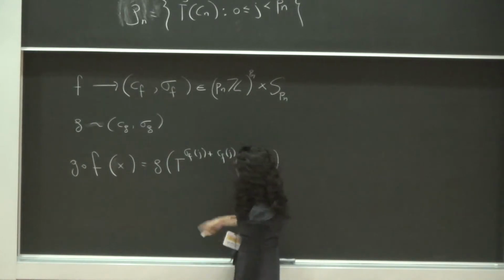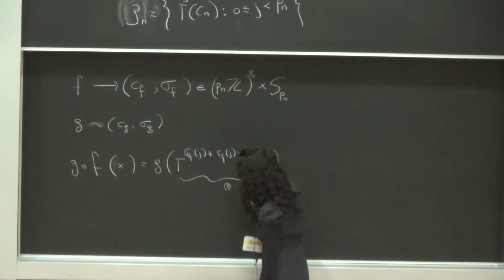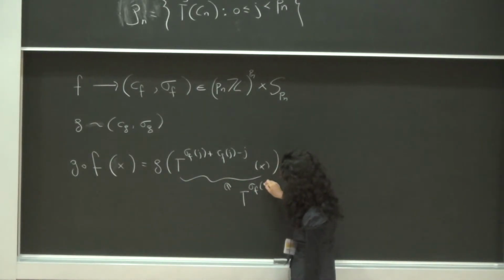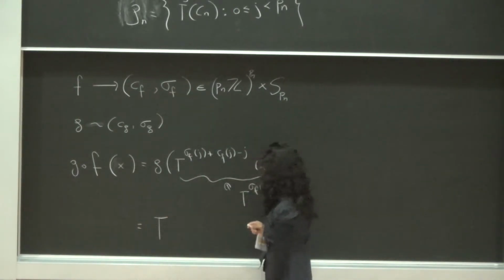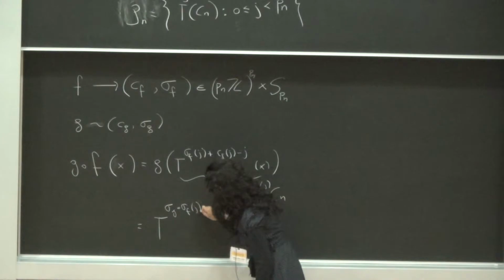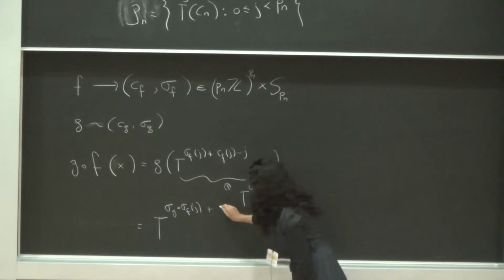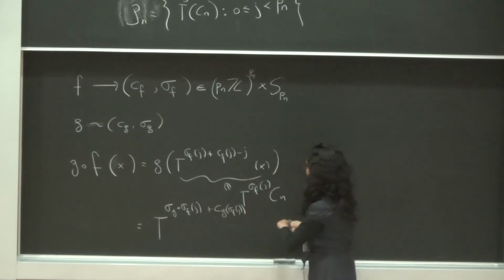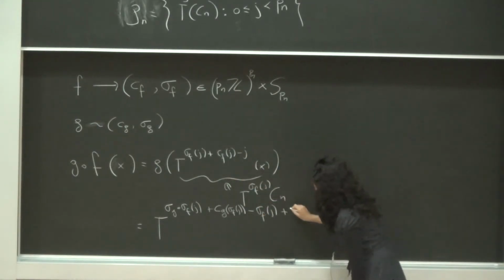X. And then here I'm applying g, an element which is in T sigma F J Cn. So I get T sigma J sigma F J, I don't know, plus maybe C J. Here is sigma Fj minus sigma Fj and plus this thing.